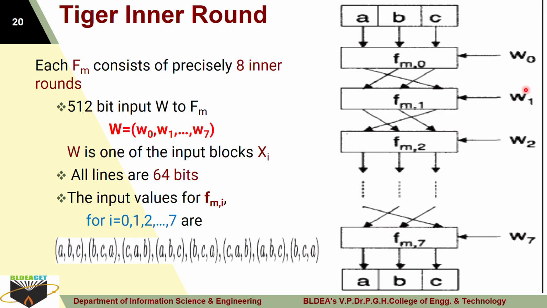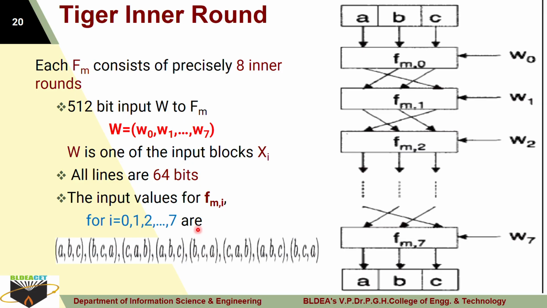So this W5, what is the size you are having? It is of size 64 bits here. And for the input values for F of m comma i, i starts with 0. M is your multiplier, and the i value first starts with 0, next i value is 1, next it is 2, and it is repeated up to 7, so i equals 0 to 7.